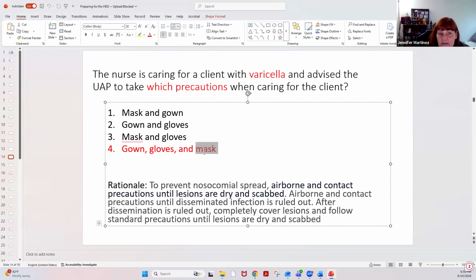Mask is going to cover us for the respiratory, and then the gowns and the gloves are going to cover us for the contact precautions. Well, gloves will cover us too, but we want to put them again on airborne and contact precautions until those lesions are dry and scabbed. Once all the little vesicles pop and those little areas crust over, they are not contagious anymore.